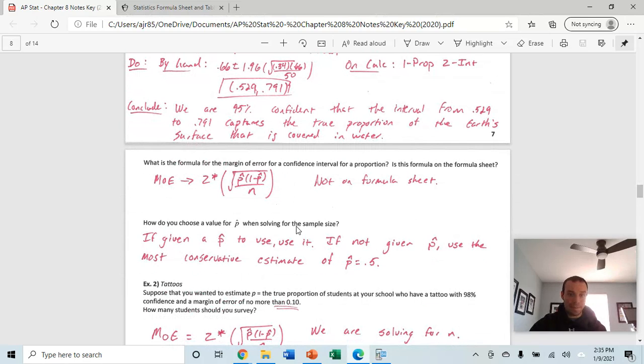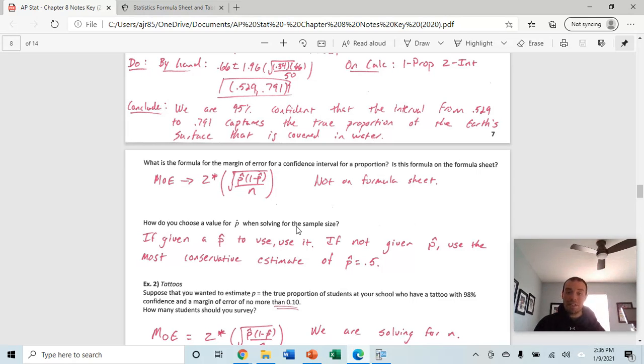Let's move on and talk about margin of error and how we measure margin of error. The margin of error is just that second half of our formula. It's the z star times the square root of p hat times 1 minus p hat over n. It's that section of our confidence interval.